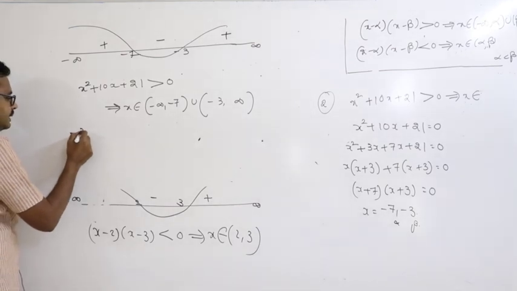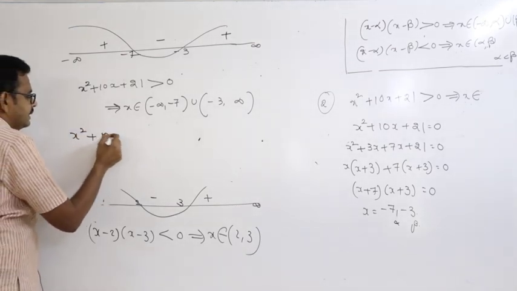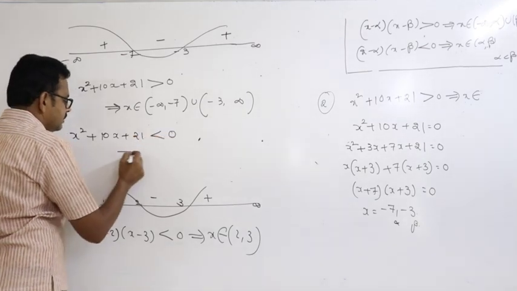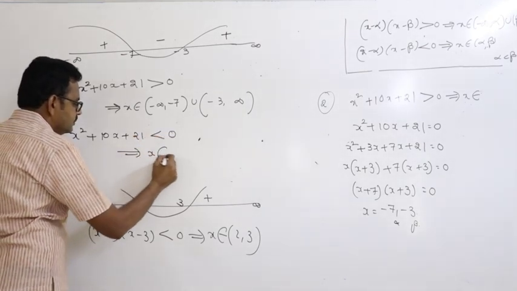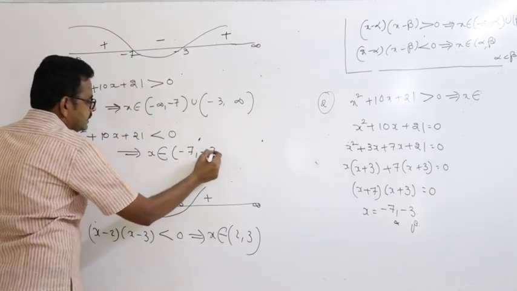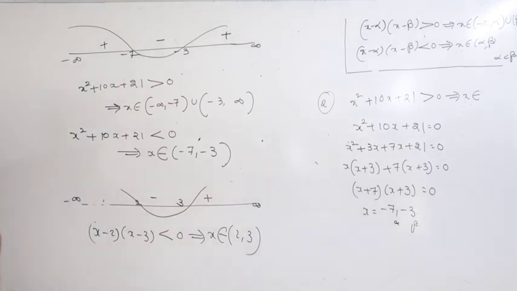And if you take x square plus 10x plus 21 is less than 0 implies what? x belongs to minus 7 comma minus 3.